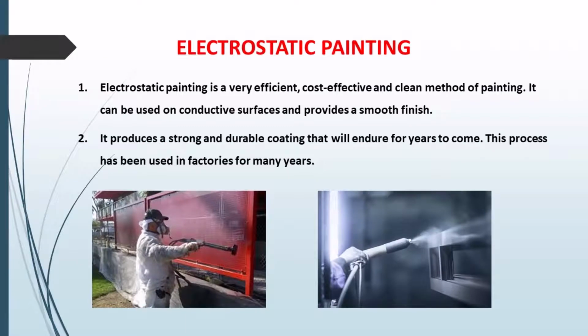Next is electrostatic painting. Electrostatic painting is a very efficient, cost-effective, and clean method of painting. It can be used on conductive surfaces and provides a smooth finish. It produces a strong and durable coating that will endure for years to come. This process has been used in factories for many years.